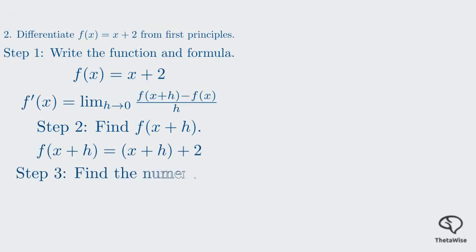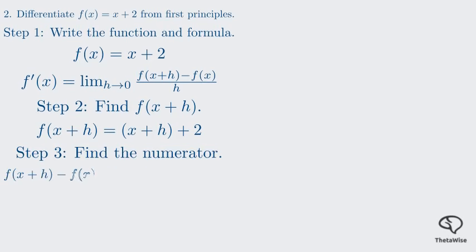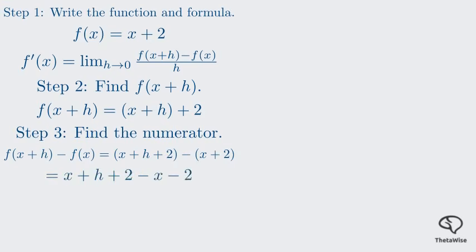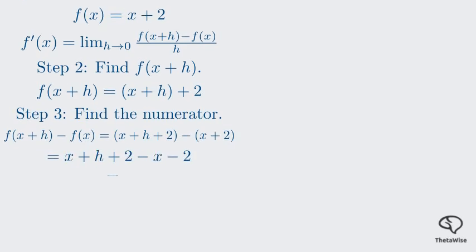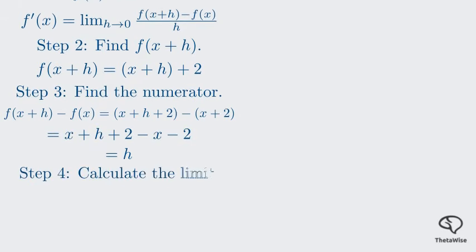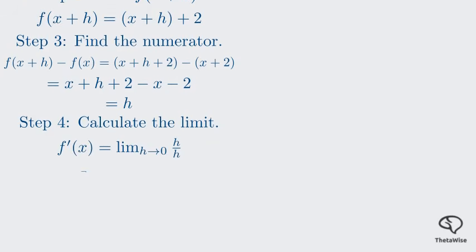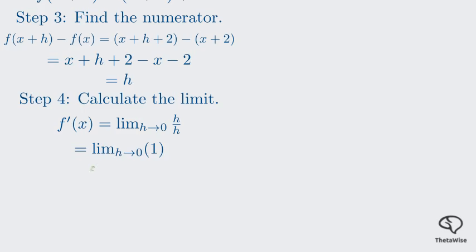Step 3, find the numerator. We subtract the original function from this. Be careful to use parentheses. Distributing the negative, we get x plus h plus 2 minus x minus 2. The x's cancel and the 2's cancel. We are left with just h. Step 4, calculate the limit. f prime of x is the limit as h approaches 0 of h over h. Since h is approaching 0 but is never exactly 0, h over h simplifies to 1. The limit of a constant is just the constant itself. So f prime of x equals 1.